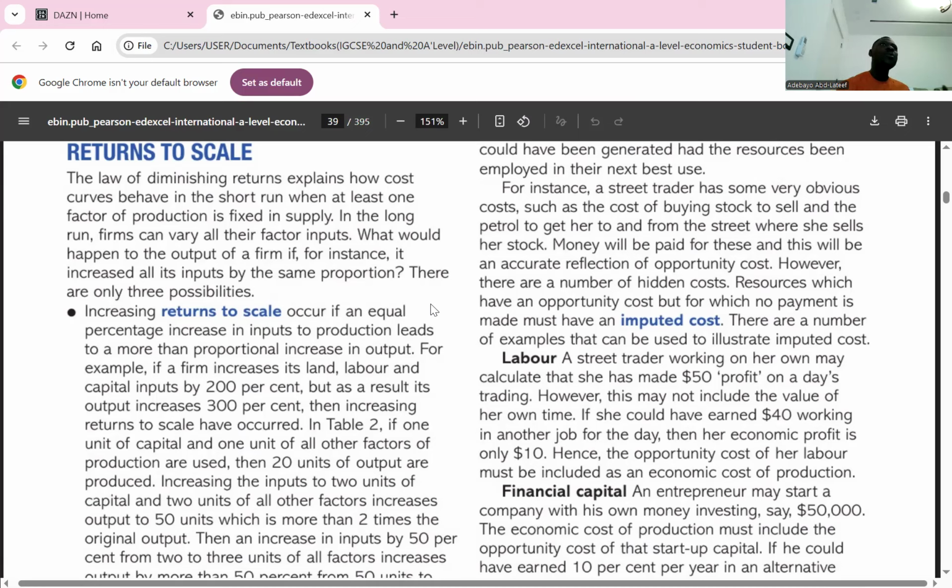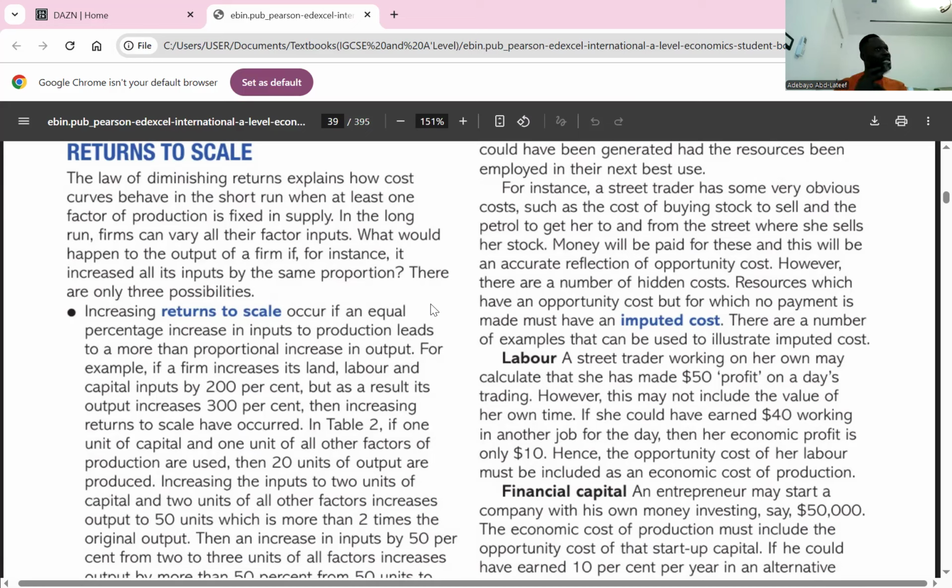But in the long run, where we have the ability to use all factor inputs, land, labor, and capital, we can use them at will. We're not going to have diminishing returns. We're going to have returns to scale. So there are three possibilities for returns to scale. We have increasing returns to scale, constant returns to scale, decreasing returns to scale. So let's look at each one at a time.